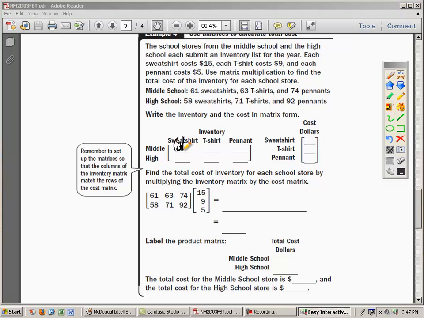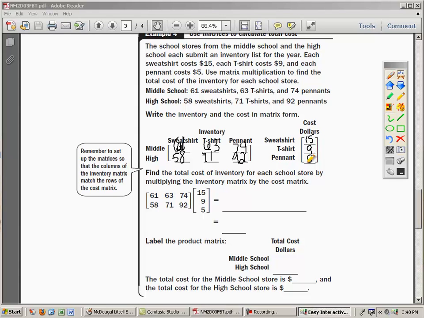61 sweatshirts. They have 63 t-shirts and 74 pennants. And for the high school, they have 58 sweatshirts, 71 t-shirts, and 92 pennants. All right? And then we know that the cost of a sweatshirt is $15, the cost of a t-shirt is $9, and the cost of a pennant is $5.